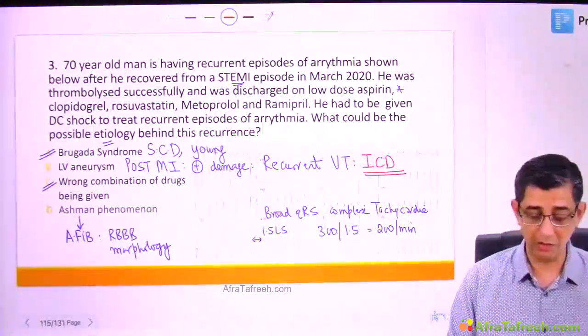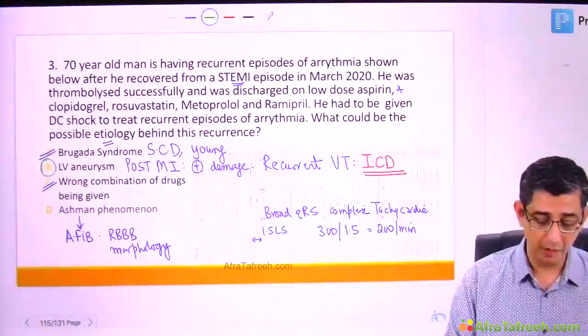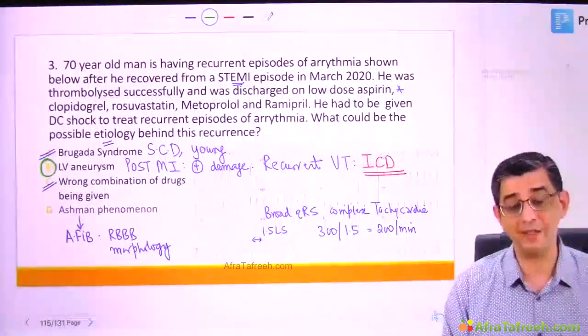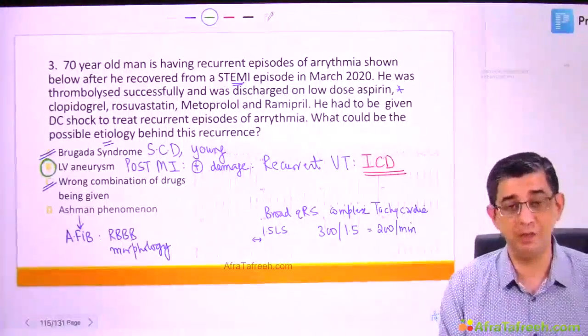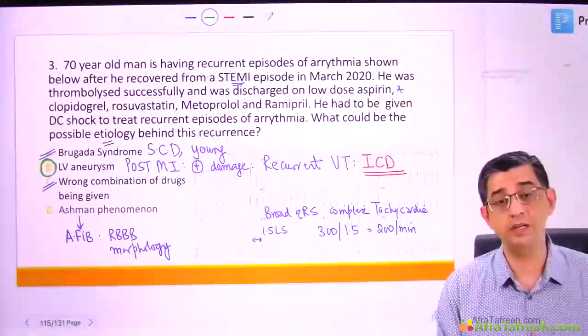The answer to this question is option number beta. LV aneurysm is a complication. It's a structural complication of myocardial infarction. It's a complication due to necrosis, but it's a relatively late complication.